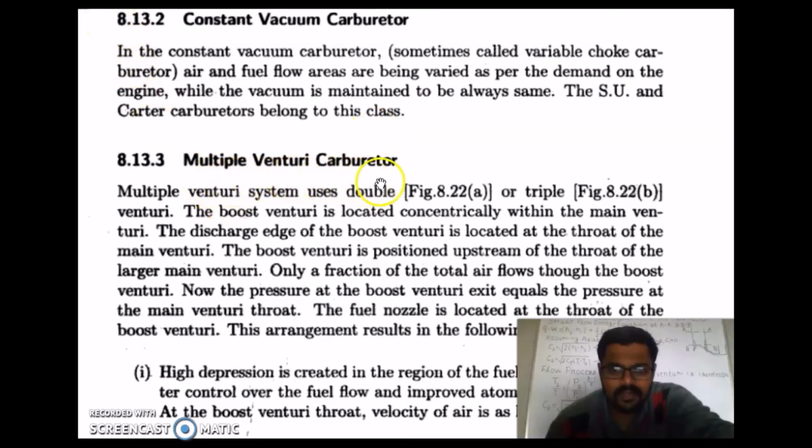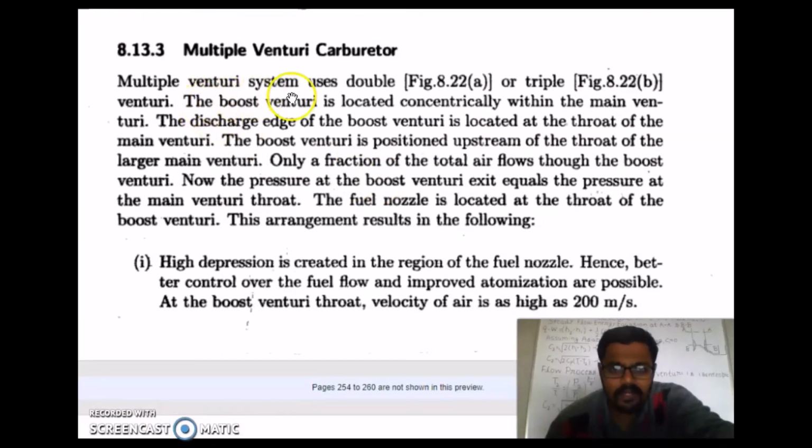Next, your multi-venturi carburetor. Multi-venturi system uses double or triple venturi. Instead of one single venturi, we will use multiple venturi. The boost venturi is located concentrically within the main venturi. The discharge edge of the boost venturi is located at the throat of the main venturi. The boost venturi is positioned upstream of the throat of the large main venturi.